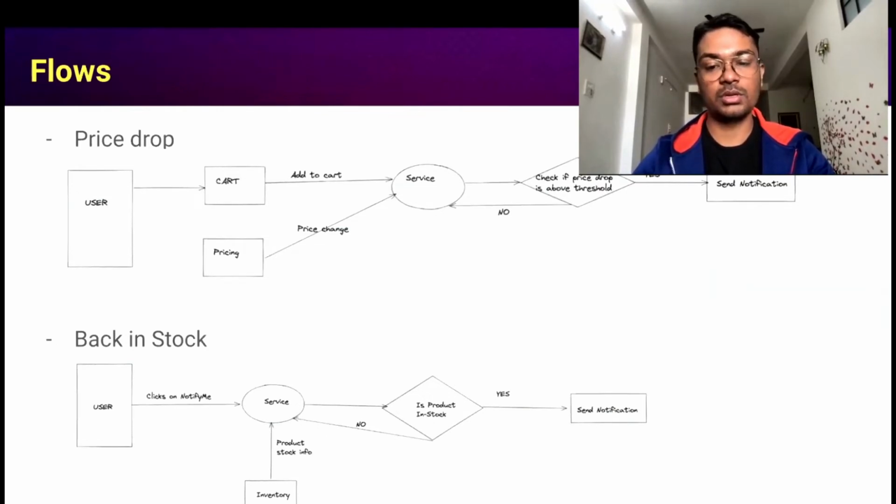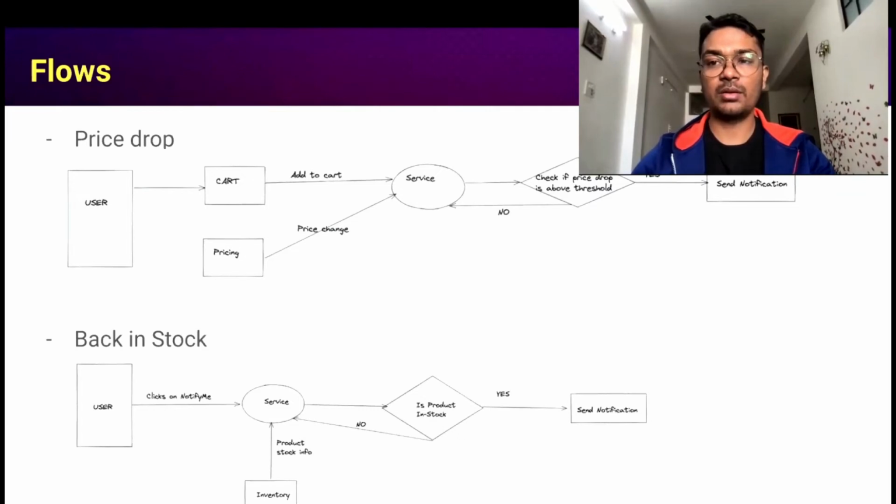So for price drop, the user triggers an add to cart signal to the service, and the service also listens to price change events, and it has to check the price drop. If it is above the threshold, then only it fires the notification. And likewise for back in stock, the user clicks on a notify me button, and the service records it, and the service also listens to stock info events, and that's how it identifies if the user's interested product is back in stock or not, and then it fires the notification.